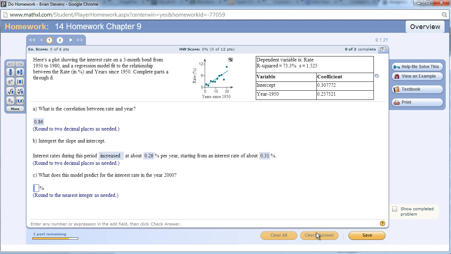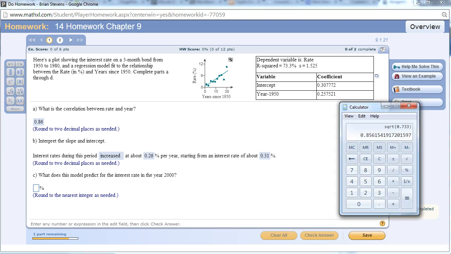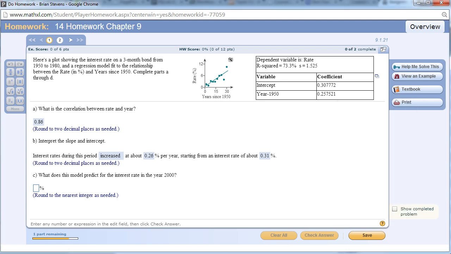Always make sure you can interpret the slope and intercept for any equation you get. And now since we have the equation, we need to go ahead and use it. Remember, in your equation, it is y hat equals b naught plus b1x. b naught is the intercept, and b1 is the slope. So with this in mind, let's plug in the x. Well, the year 2000 is too big to type in because we're using years since 1950. That'll be 50 years. So our x is 50 years.